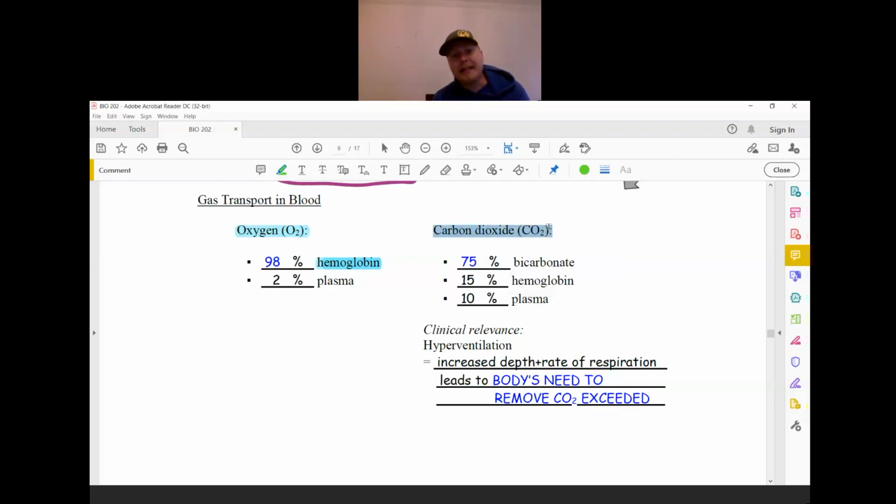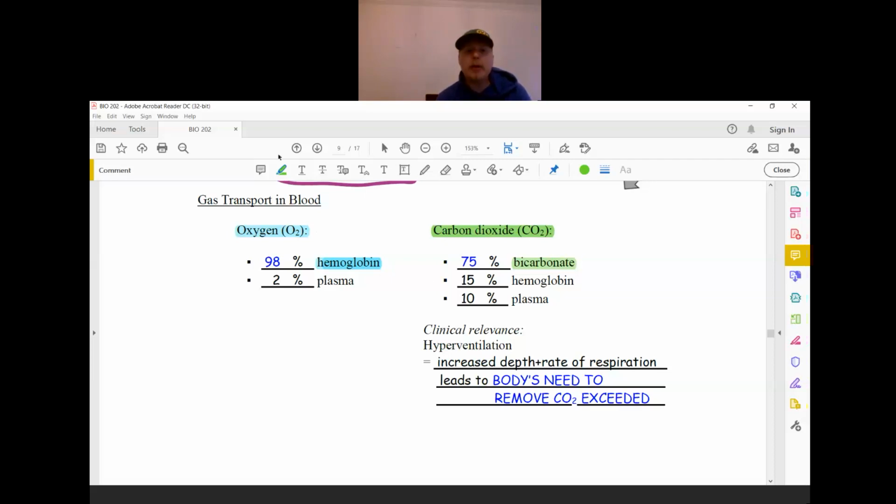Carbon dioxide instead is transported within the blood about three quarters as bicarbonate, about 15% bound to hemoglobin, and about 10% in plasma.